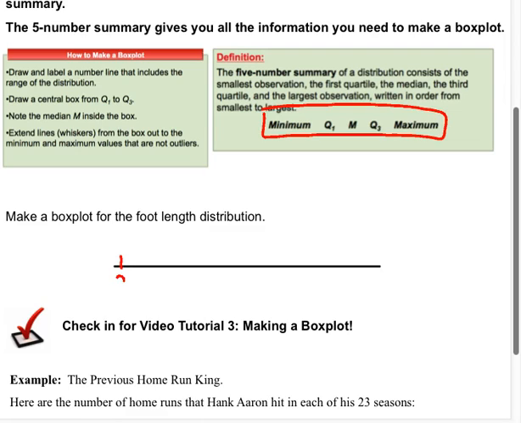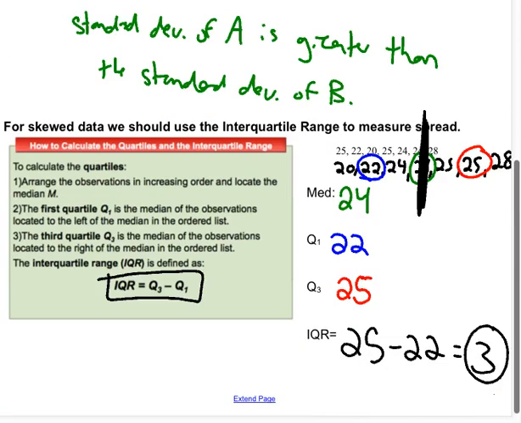So for a box plot, 20, 21, 22, 23, 24, 25, 26, 27. To make a box plot, I'm going to lay out from my lowest to my highest value, okay? Just like a dot plot would. Now I'm going to mark each of those points, okay? So my minimum value was 20. My first quartile was 22.